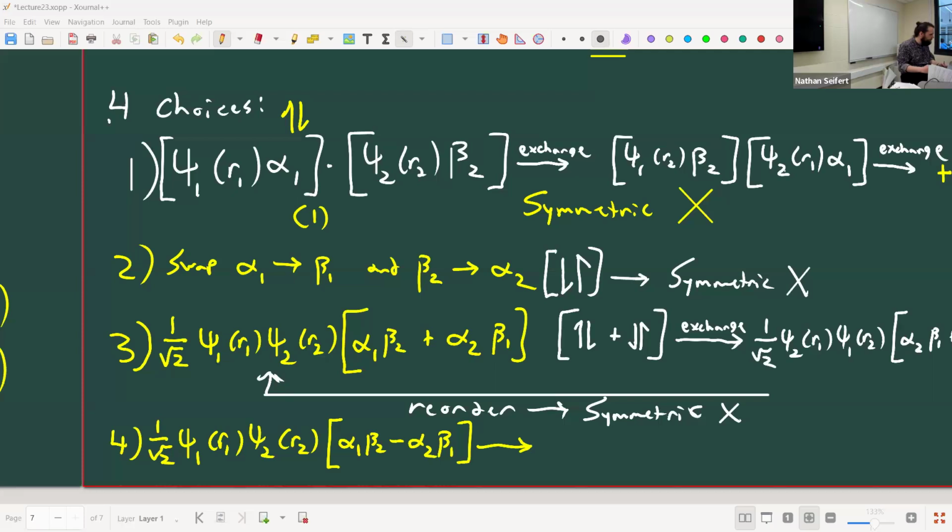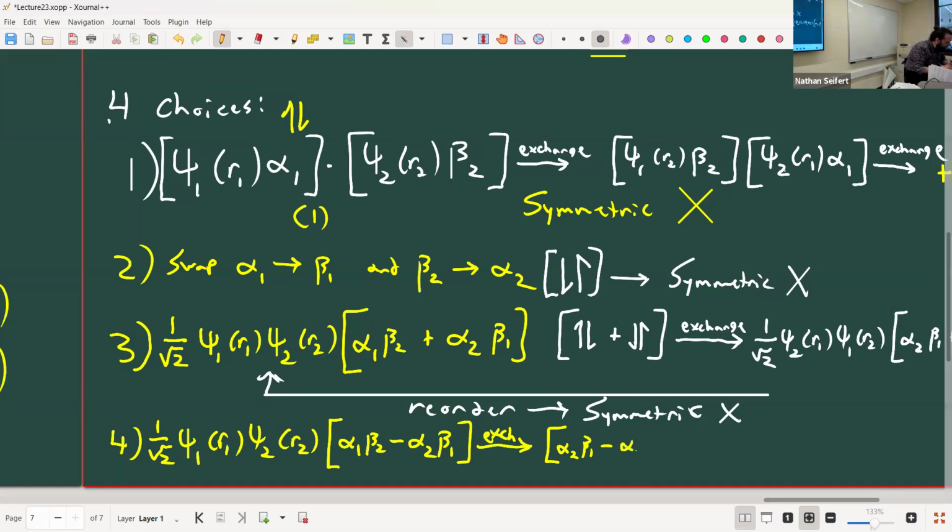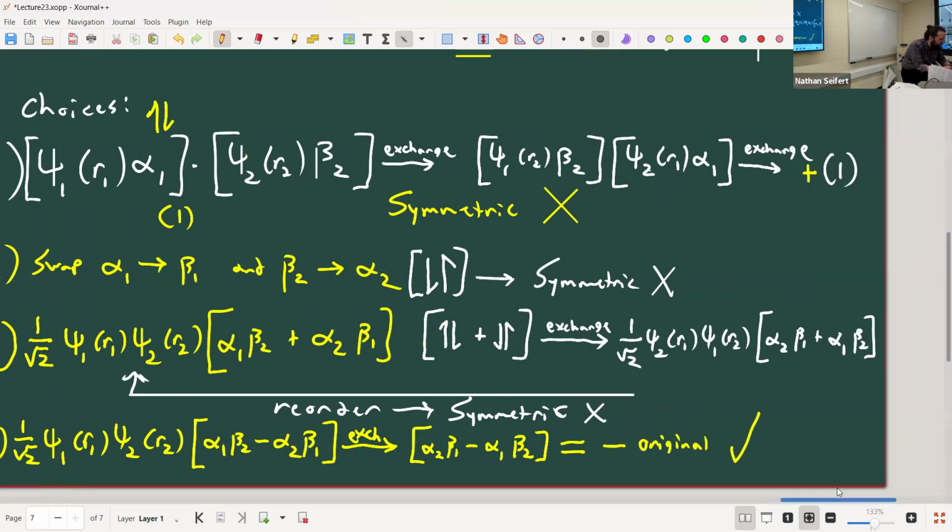It drops. Okay. So I'm just going to swap the spin part, right? If I exchange, I get alpha 2 beta 1 minus alpha 1 beta 2, right? And that's minus this. So I get an extra minus sign. So this is minus the original, which is antisymmetric.